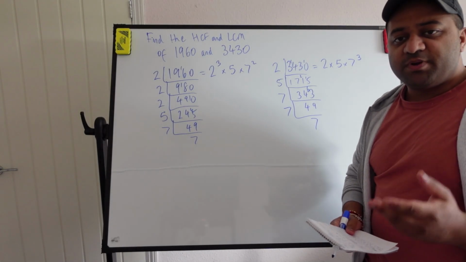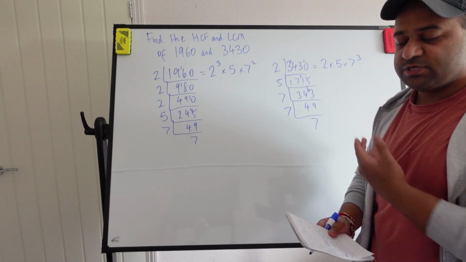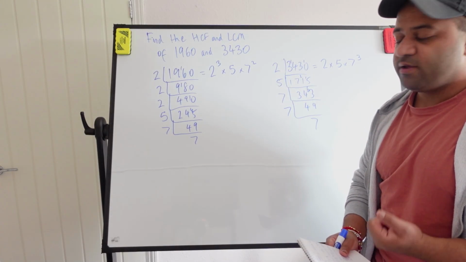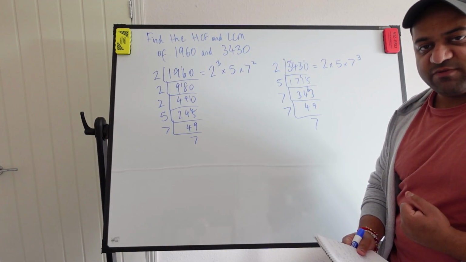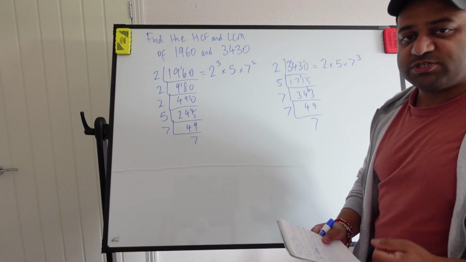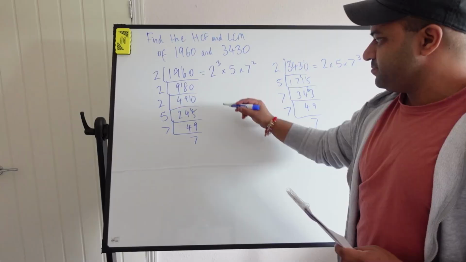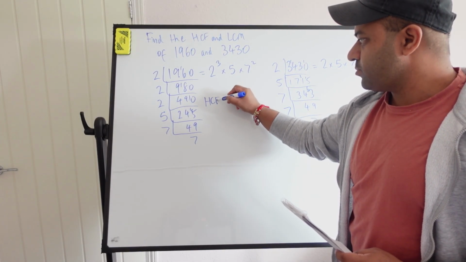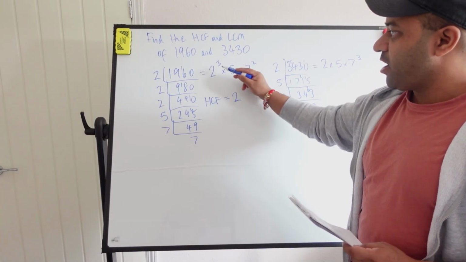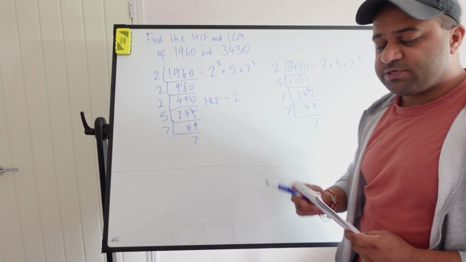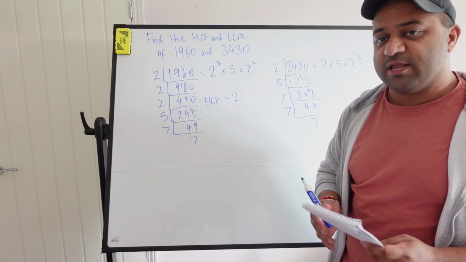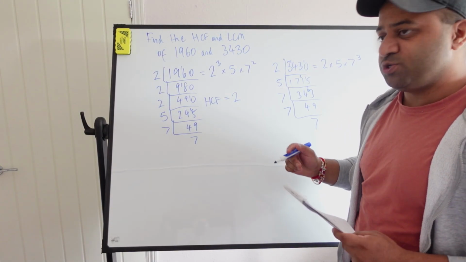So once you've completed the first step of breaking the numbers into their primes, so we have 2 cubed times 5 times 7 squared and 2 times 5 times 7 cubed, we can then compare both of the lists of prime numbers for the highest common factor. So starting with the number 2, there are 3 number 2s in this list and a single number 2 in that list. So the most that we can have from both lists is a single 2.